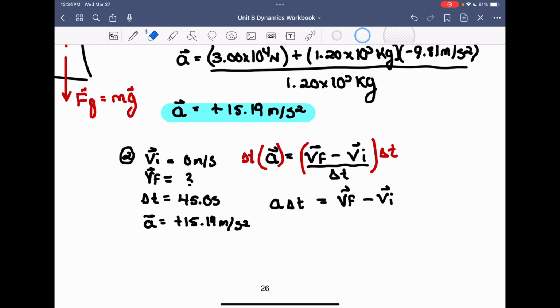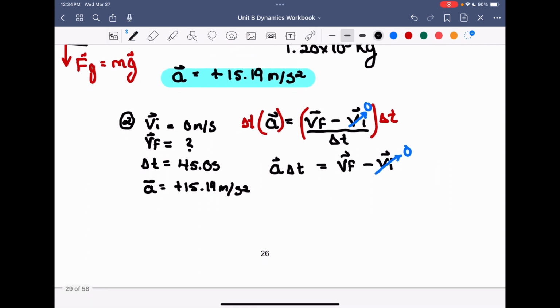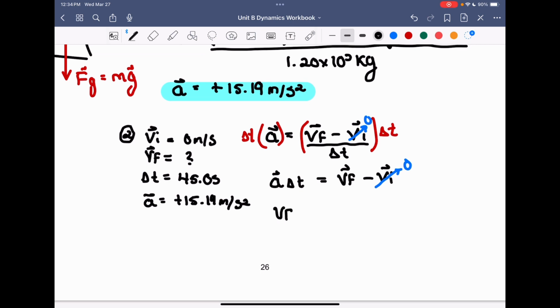Now, the beautiful thing about this equation is that we know VI is 0. Our initial velocity is 0. So if we really wanted to, we could even just cancel that out right away. Therefore, your VF is equal to acceleration times time. Let's actually formalize that here. VF is equal to the acceleration, which is positive 15.19 meters per second squared, multiplied by the 45 seconds, or 45.0 seconds.